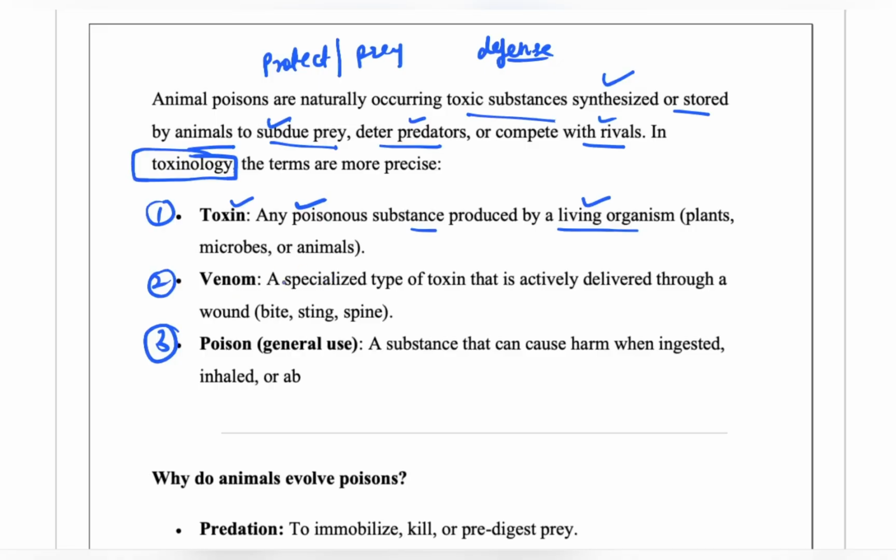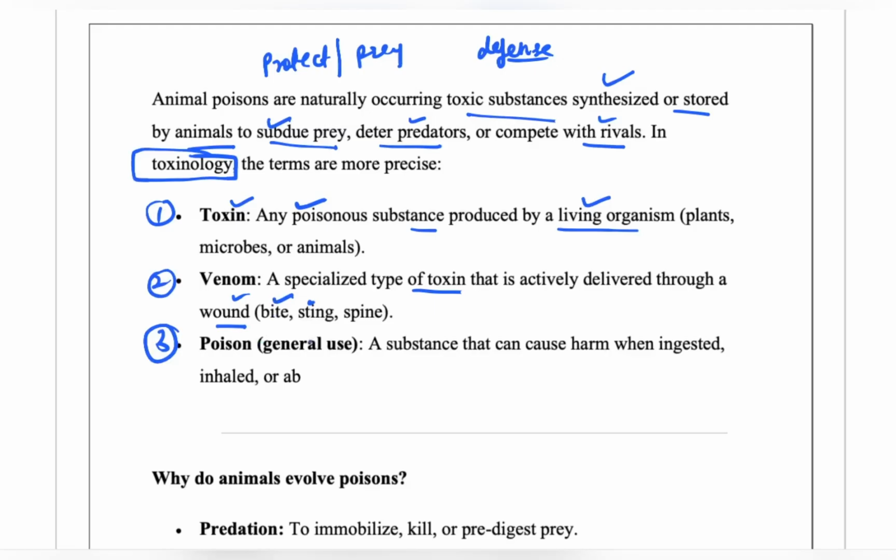Next is the venom. Venom is a specialized type of toxin that is actively delivered through a wound. So this is the difference. A toxin is produced by the living organism, but it is not delivered to any other organism, right? But a venom is a specialized type of toxin. It is actively delivered through a wound, bite, sting, or spine, right? For example, a snake bite, right? And a honeybee sting, something like that. So that is a venom.